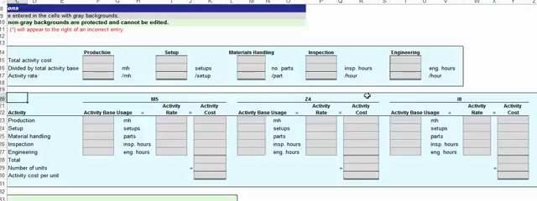Materials handling, the activity cost there, getting raw materials in, storing them, watching over them in the warehouse, that kind of thing. They're going there with the number of parts, I guess number of parts handled.